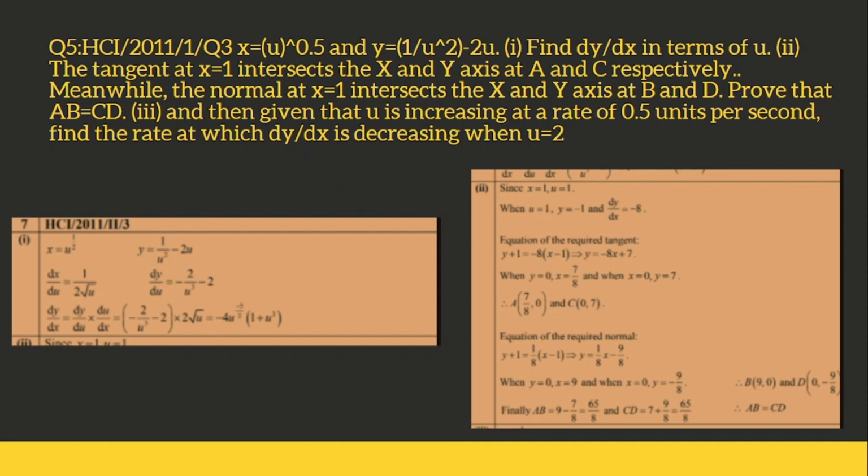You get y equals minus ax plus 10. Then you find out what happens when y equals 0. When x equals 0, you can find your a and your c. Then you find the equation of the normal.